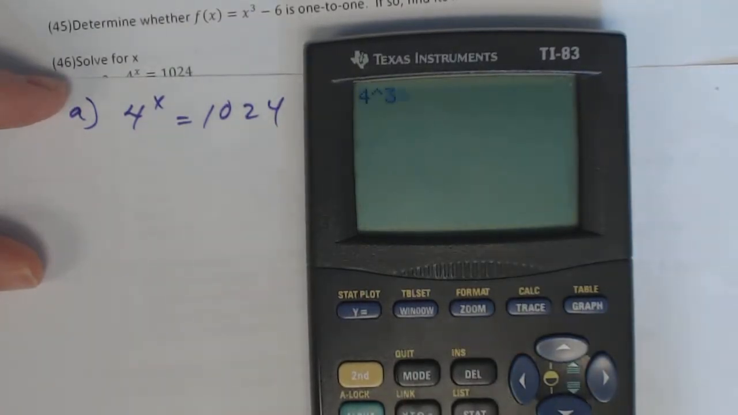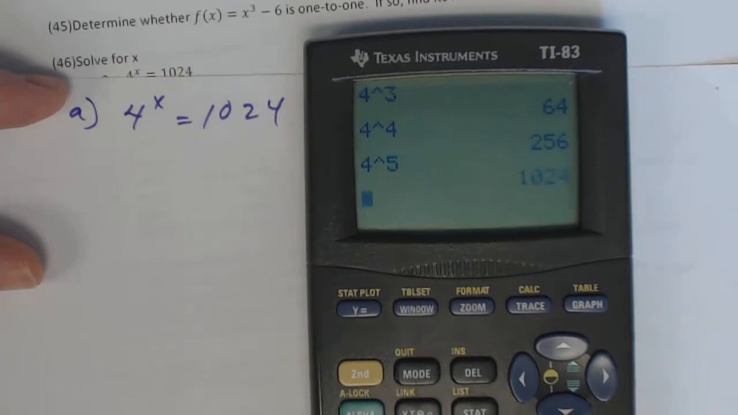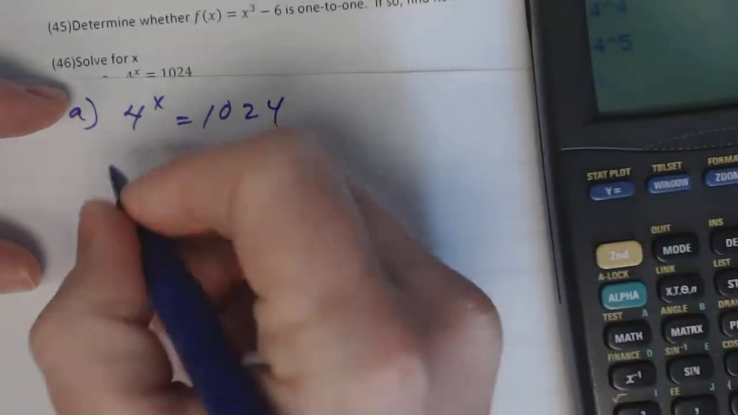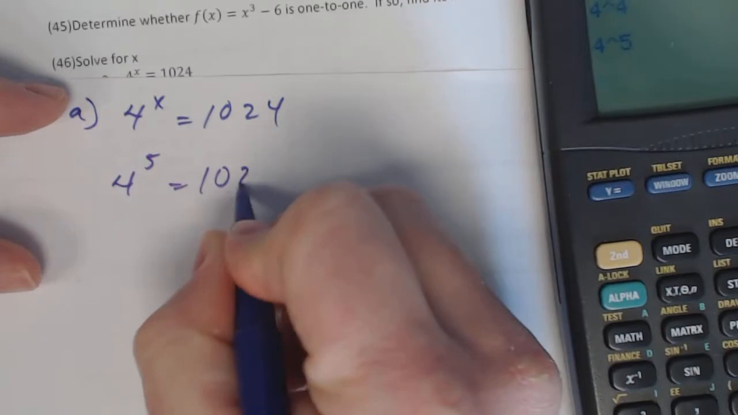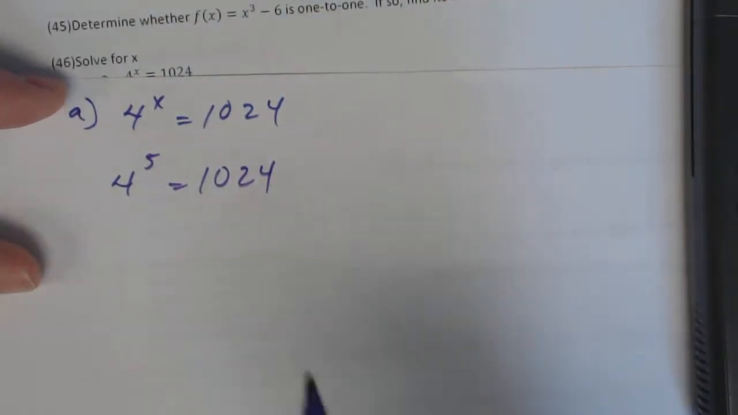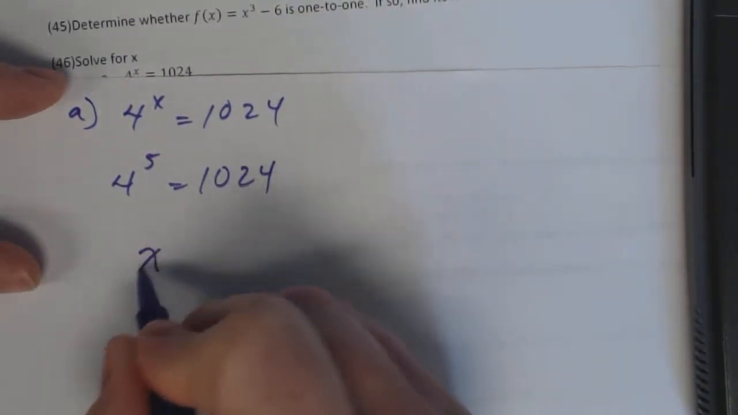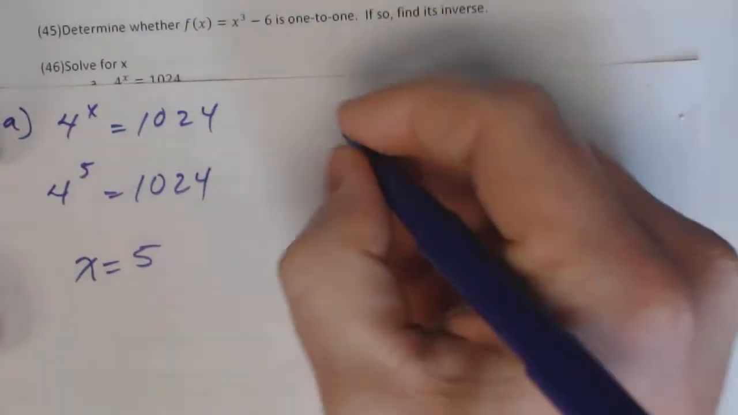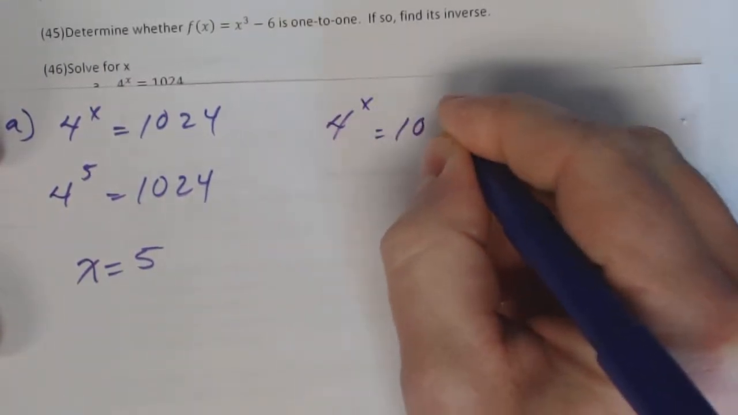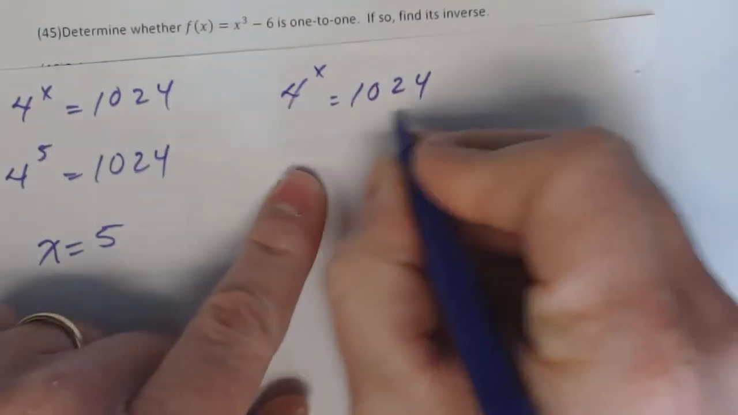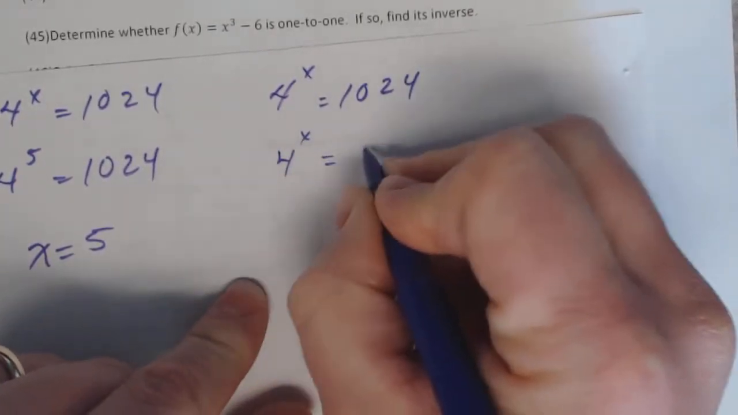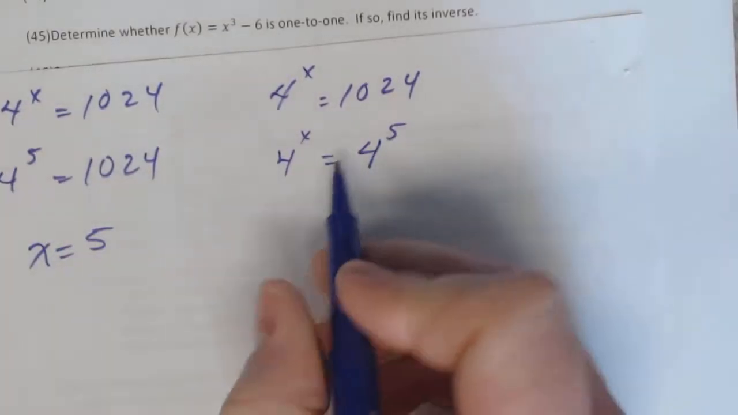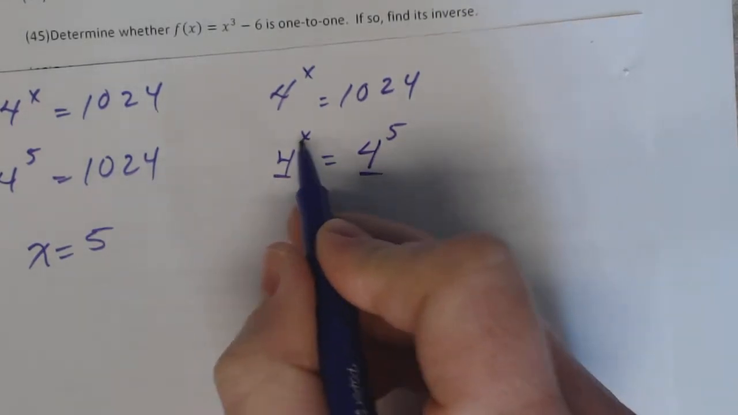4 to the third, 4 to the fourth, 4 to the fifth. It's to the fifth power. 4 to the fifth power equals 1024. So that means that x equals 5. Okay. Now, algebraically, what's going on here is I could rewrite 1024 as 4 to the fifth power. And now, since I have the same bases, I can say that x equals 5.